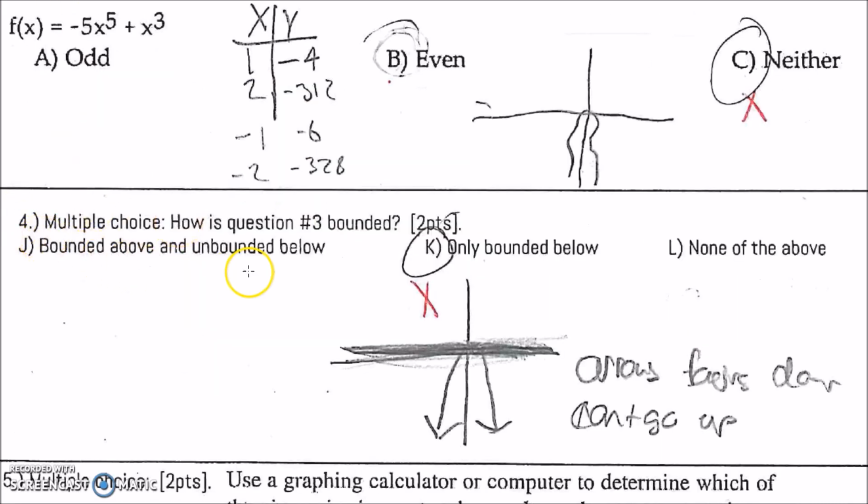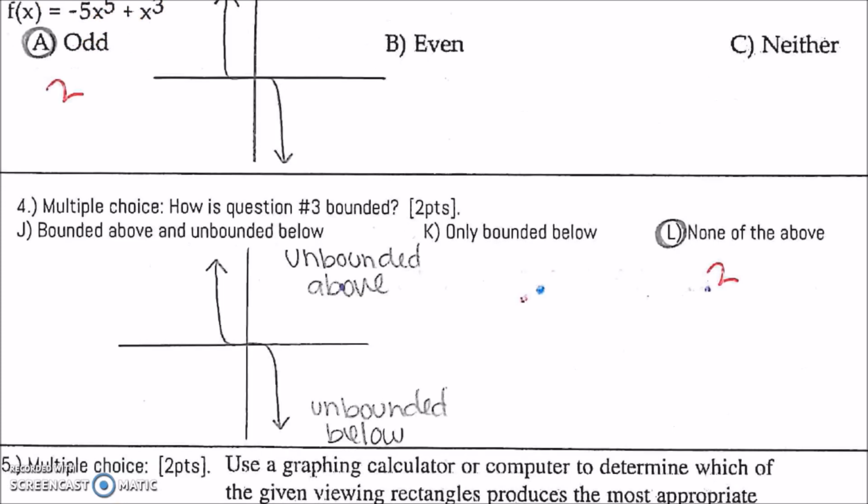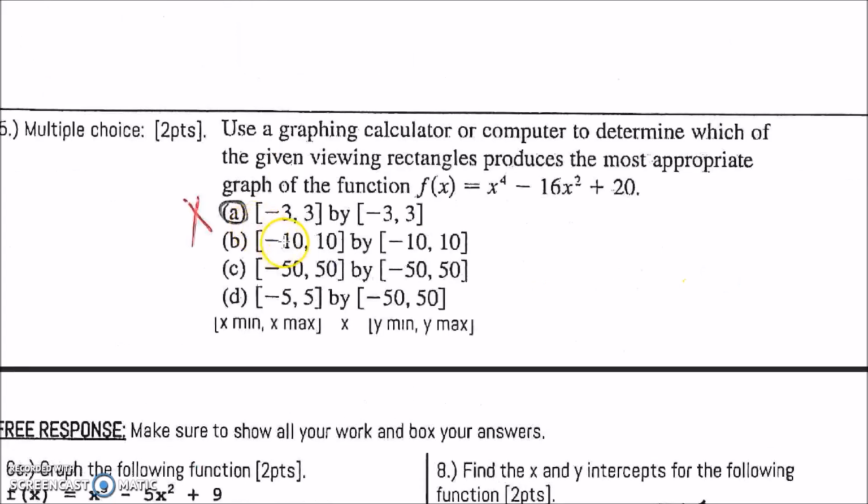Alright, for question number 4, how is question number 3 bounded? This is an odd degree function, so it's like a linear, which means the ends are going in different directions, one up and one down. This one has 2 different arrows, so they could have just used their graphing calculator to get a visual. This student drew the graph and then wrote unbounded above and unbounded below, so the correct answer is L. The student could have just graphed it and changed the windows to see which of these 4 would have given the best view.